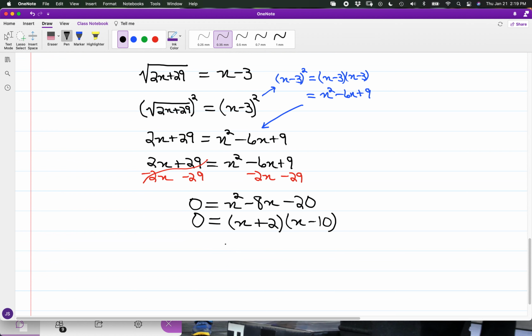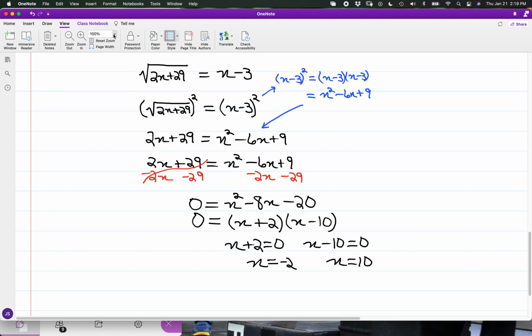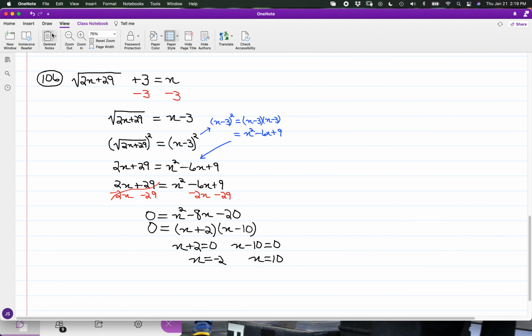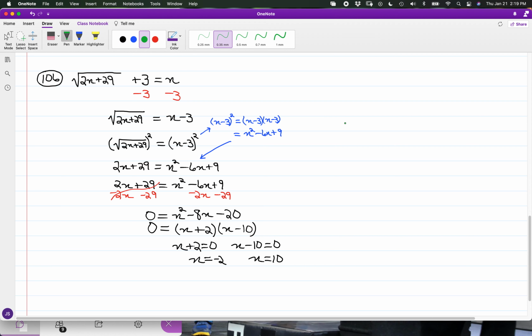And utilizing the zero product property, for n plus 2 equal to 0, we have that n is equal to negative 2. For n minus 10 equal to 0, you have that n is equal to 10. And again, just checking the results here, you can just do it visually without necessarily having to write.